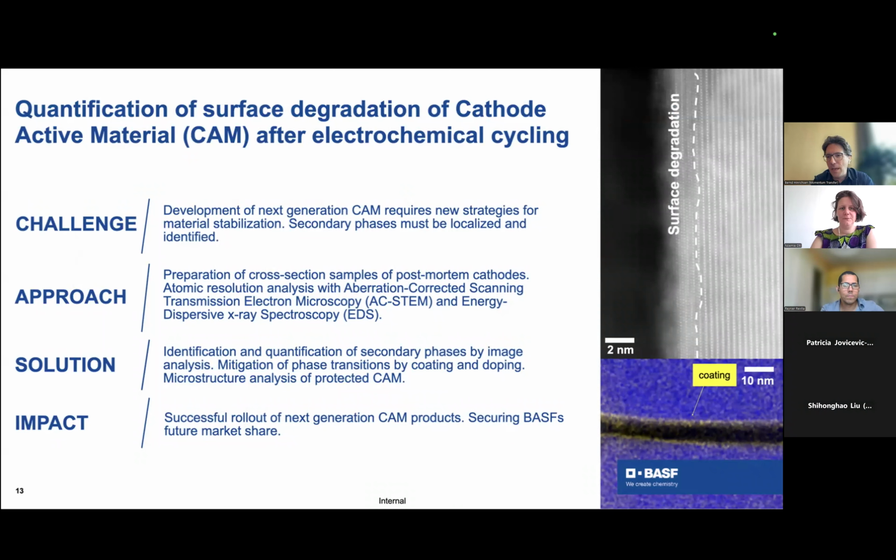And what we looked at over here was some cathode active materials. These are some battery materials, and there we used our microscopy capabilities to understand surface degradation. Now, this is one of the most important things to understand when you're looking at cathode active materials and trying to understand how they differ from each other depending on how you produce them.